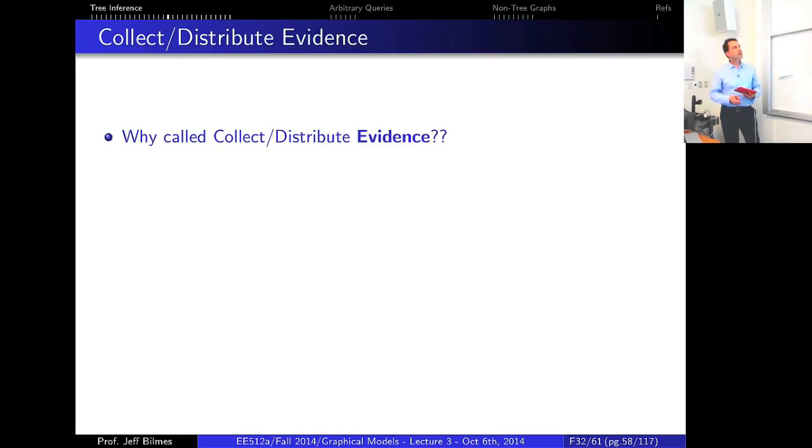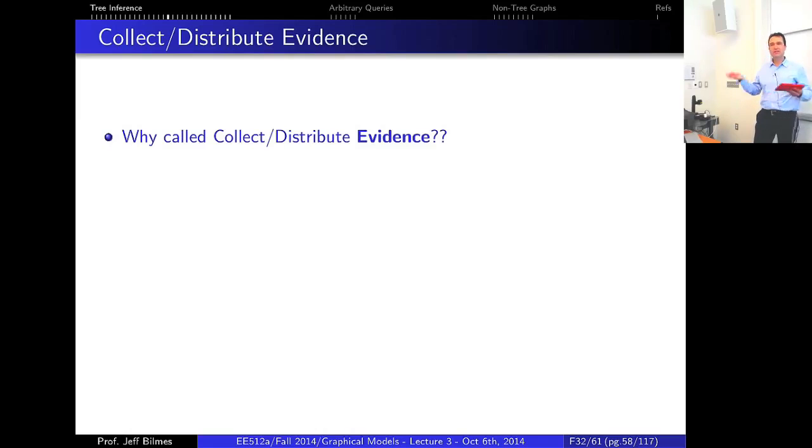Okay, welcome back. One of the things I want to mention is a little bit about the name, collect and distribute evidence. We haven't really talked at all about evidence. In the readings, I haven't posted this yet, but I will soon. Evidence is essentially when you know the value of some of the random variables, and then, based on those values, compute the probability distribution of other random variables that you don't know.